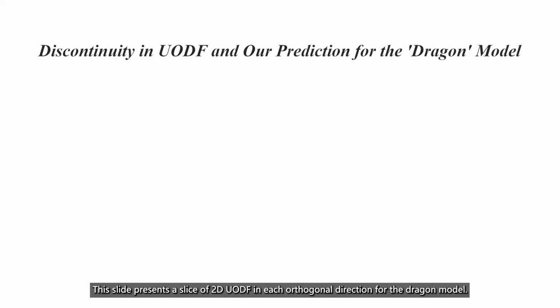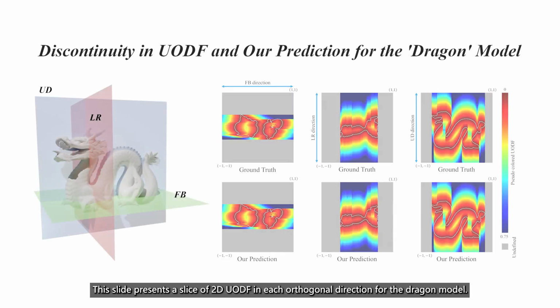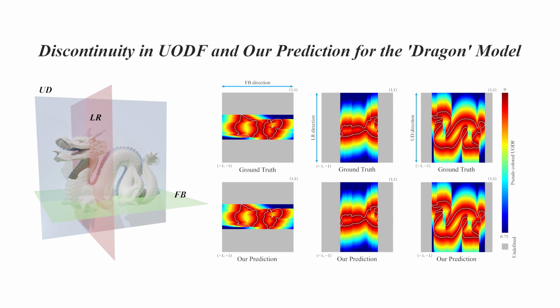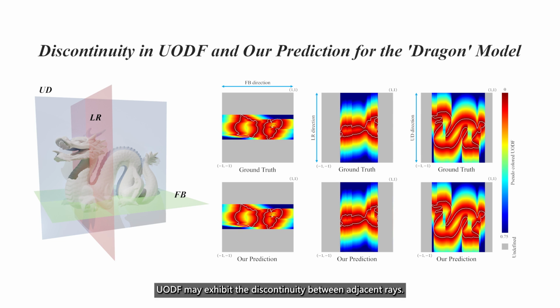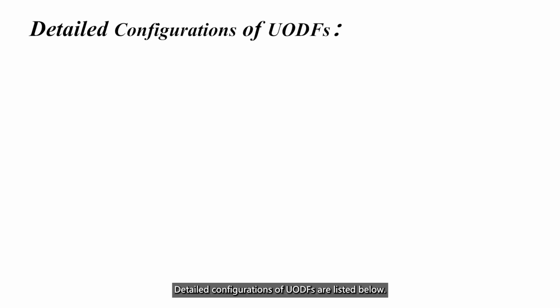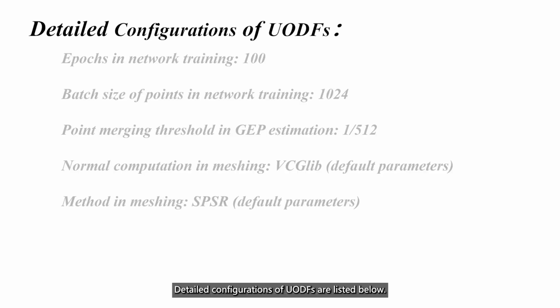This slide presents a slice of 2D UODF in each orthogonal direction for the Dragon model. Unlike SDF or UDF, UODF may exhibit the discontinuity between adjacent rays. This behavior is similar to planar laser and facilitates the direct and accurate prediction. It can be seen that our prediction for the discontinuous UODF is accurate, without obvious errors. Detailed configurations of UODFs are listed below.